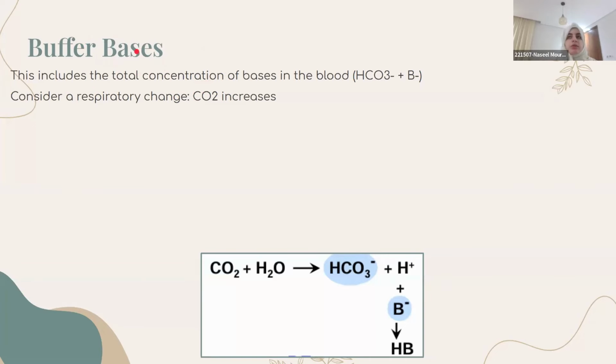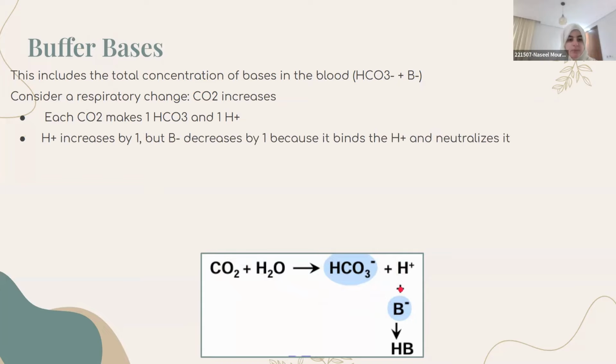Now, let's consider this respiratory change. You have an increase in your CO2. What's going to happen? Each increase in CO2 is going to make one bicarbonate and one H plus. Now, even though the H plus increases by 1, the B minus would decrease because it's going to bind this H plus and neutralize it.